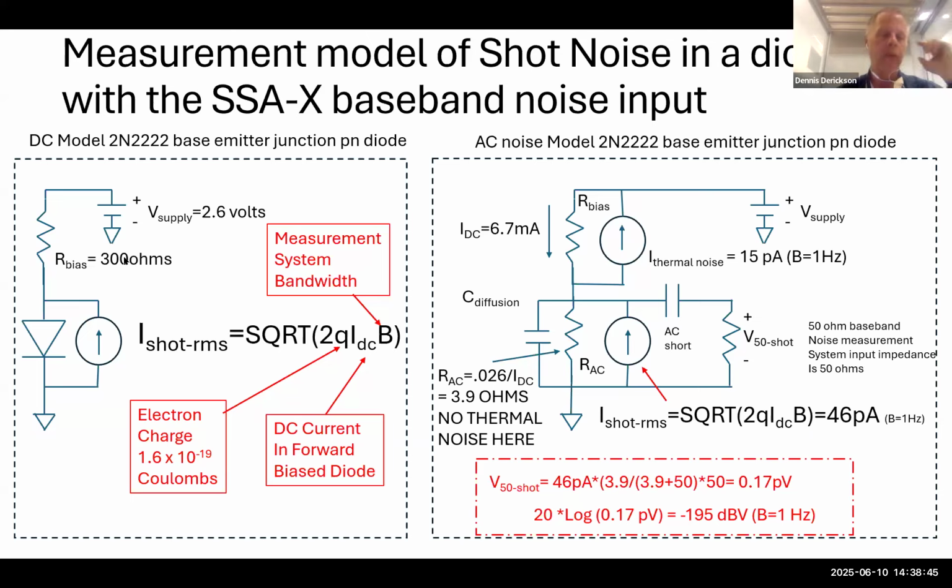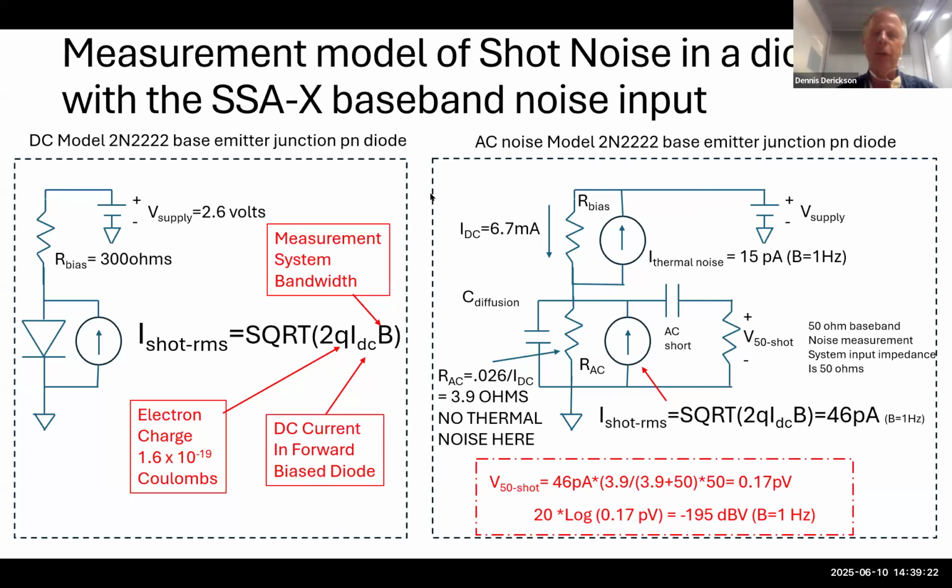On the left-hand side, we have the DC circuit right here, where we have a diode as forward biased. This is a p-n junction of a 2N2222A transistor. And I have a power supply that goes through a 300 ohm resistor, and I'm going to supply about 6 or 7 milliamps of current through that diode. So then I can calculate the shot noise by taking 2 times electron charge times 6.7 milliamps times some measurement bandwidth B. And we're going to use 1 hertz in this case, measurement bandwidth of 1 hertz.